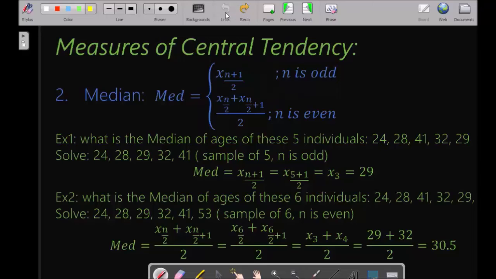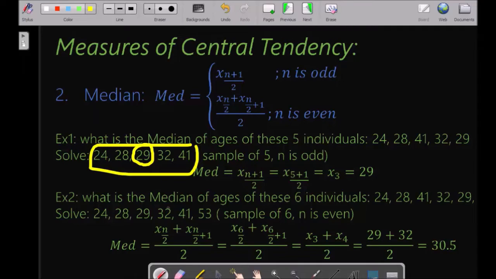The median of ages of these 5 individuals, the same numbers. First, we should sort our data. So I have sorted them: 24, 28, 29, 32, 41. The median, as I told you, is the value that is centered in the middle of your data after they are sorted. So you can look at them and you can see the median is this value, 29.